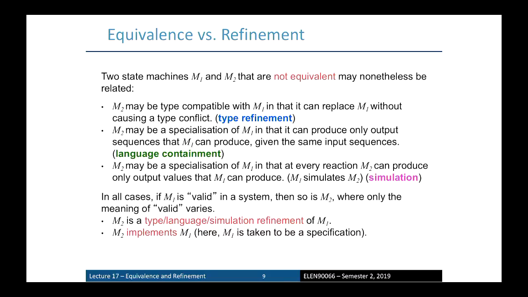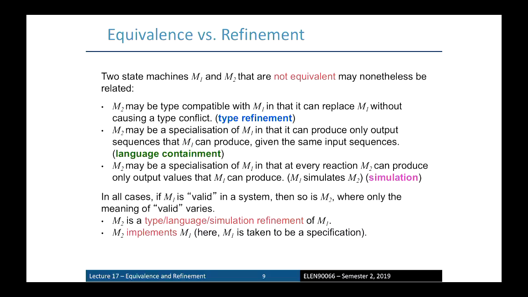So what do we mean by a valid situation? We've got M1 and M2, and perhaps we wanted to swap one for the other. When would it be valid to do so? This concept of what valid means is a bit rubbery. We can mould it around a bit. It depends on what the meaning of valid is, and on whether it's a type, language, or simulation refinement. Okay, it could be valid if it's just a type refinement. That's it. It doesn't necessarily have to match the exact input-output behaviour. It's just a valid replacement for something.